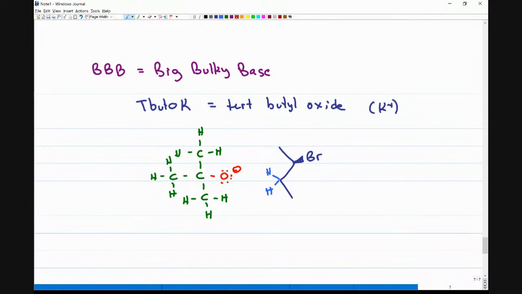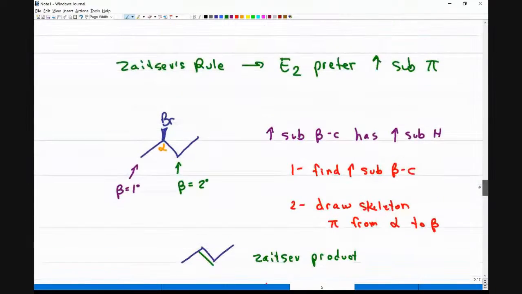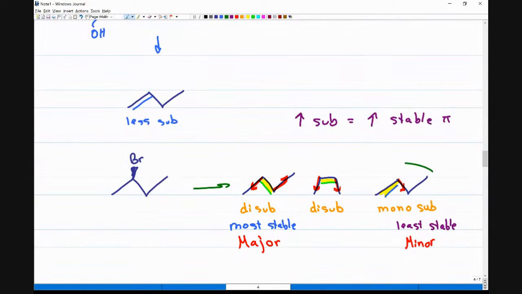And so the big bulky base is not going to follow Zaitsev's rule. It'll give you the Hofmann product instead, and the Hofmann product is your less substituted pi bond. So if we look back at what we had before, that was the Zaitsev product. This is the product if we use the big bulky base, because that is the only thing we can grab when you have such a big bulky base going on.